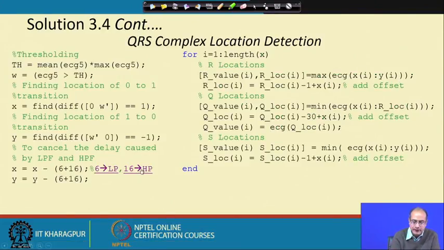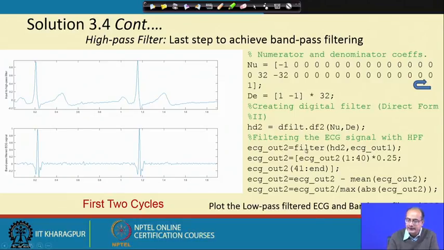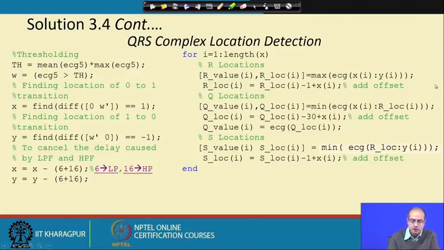Next, if we look at the high pass filter, we see there is a 16 point delay. Look at the numerator structure: there are 33 coefficients in the numerator, which gives a delay of 16. So, that also causes a delay in the output. If we want to find the location, we need to compensate for that, and that will help us go to the real place where the QRS complex was.